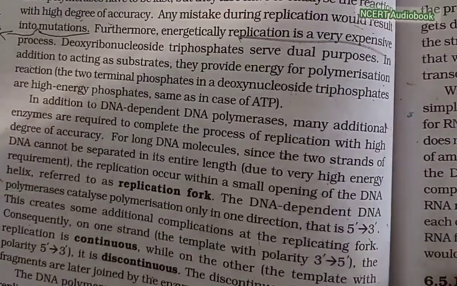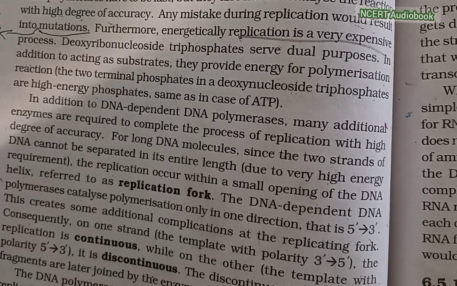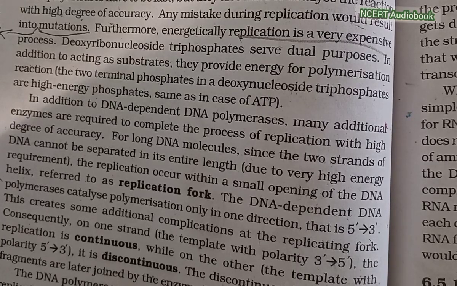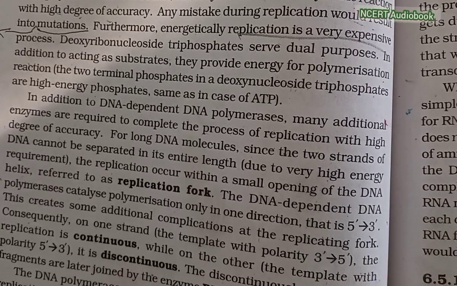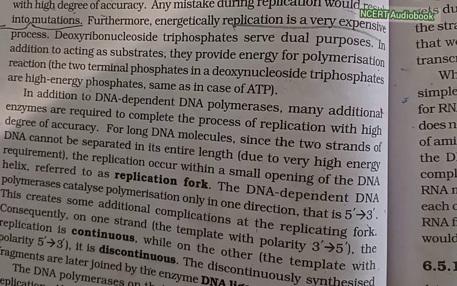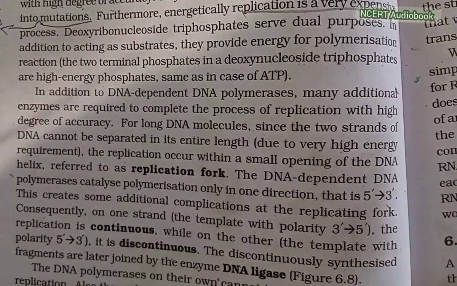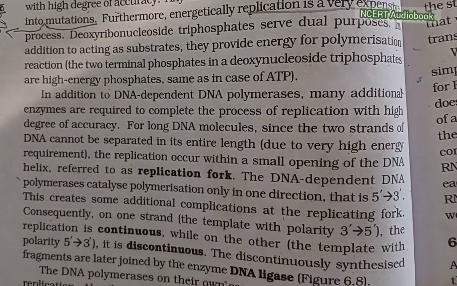In addition to DNA-dependent DNA polymerase, many additional enzymes are required to complete the process of replication with a high degree of accuracy. For long DNA molecules, since the two strands of the DNA cannot be separated in their entire length due to the very high energy requirement, the replication occurs within a small opening of the DNA helix referred to as the replication fork. The DNA-dependent DNA polymerase catalyzes polymerization only in one direction, that is 5' to 3'.